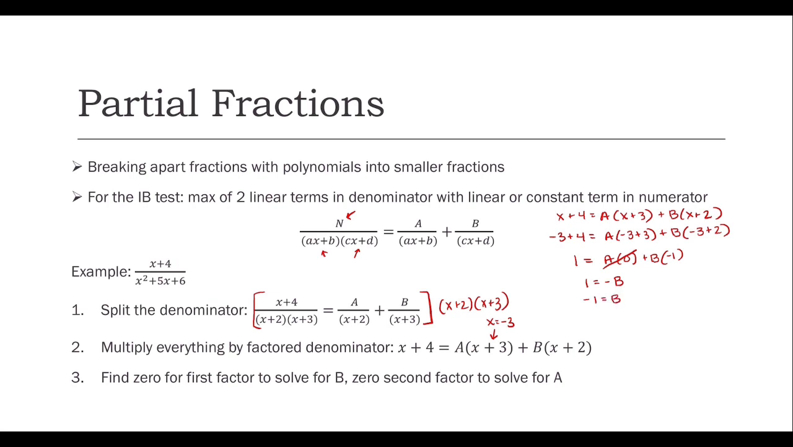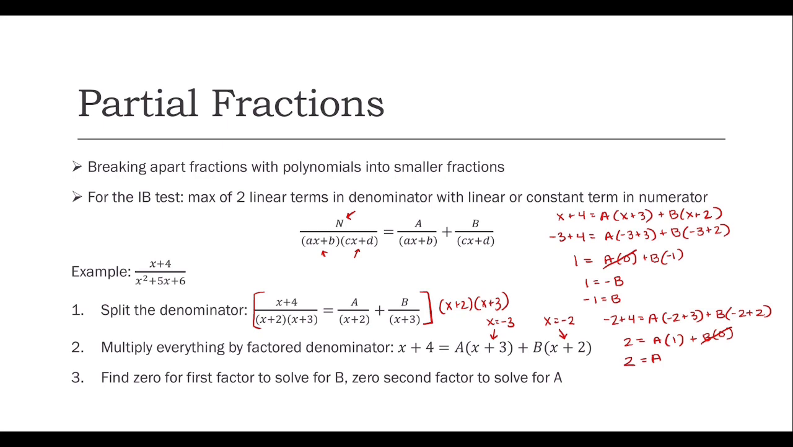Now we'll find the 0 of our second factor, which is going to be when x equals negative 2. So we have negative 2 plus 4 equals a times negative 2 plus 3 plus b times negative 2 plus 2. So 2 equals a times 1 plus b times 0, which is 0, so it goes away. So 1a equals 2. A equals 2.